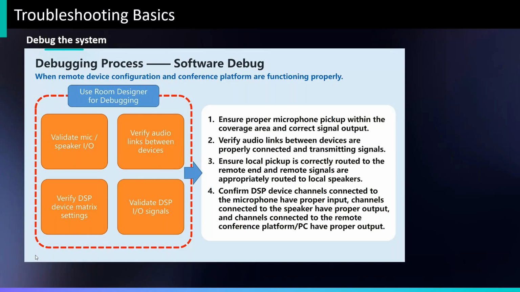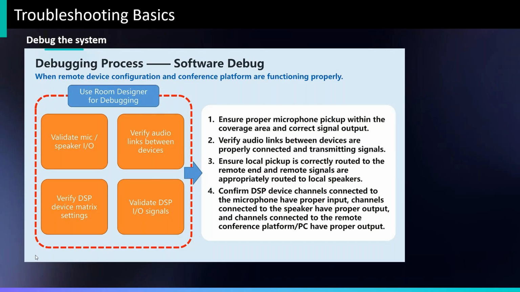Don't forget to check the AP08 DSP. It is about its device matrix settings. In the matrix mixer, you will be able to route an input channel to an output channel. You need to check whether the relationship is good or not. Finally, please validate all the signals on the input and output nodes of the DSP.